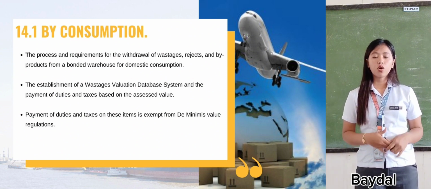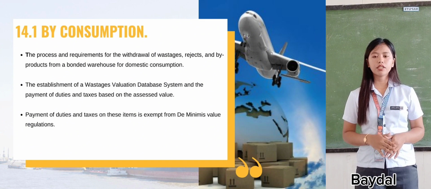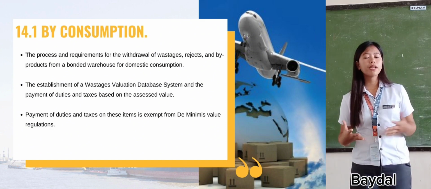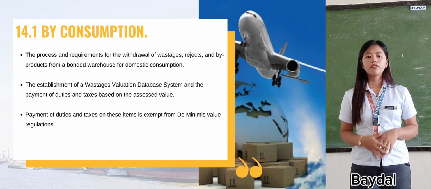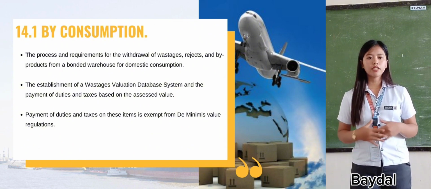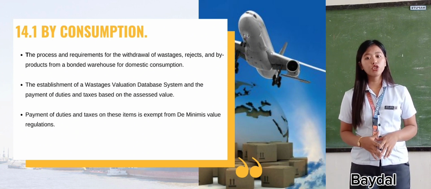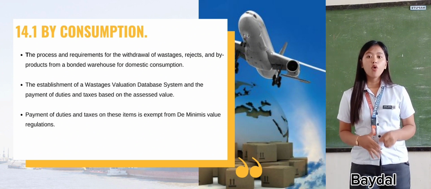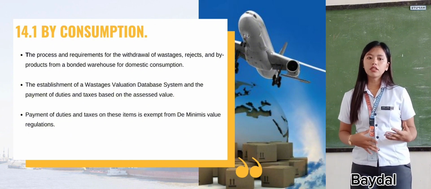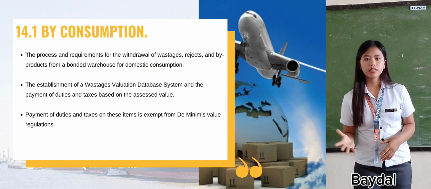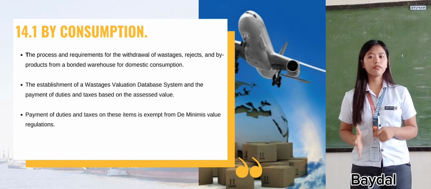Payment of duties and taxes on all wastages, rejects, and byproducts shall be exempt from the application of rules and regulations on de minimis value. So, unsa man ang de minimis value? Kaning de minimis value according to Section 423 of the Philippines Customs Modernization and Tariff Act or the CMTA, determination of the de minimis value. No duties and taxes shall be collected on goods with an FOB or FCA value of 10,000 pesos or below. So for that reason, even if below 10,000 yung mga wastages, you still have to pay the duties and taxes kaya exempted ni siya sa de minimis value regulations.